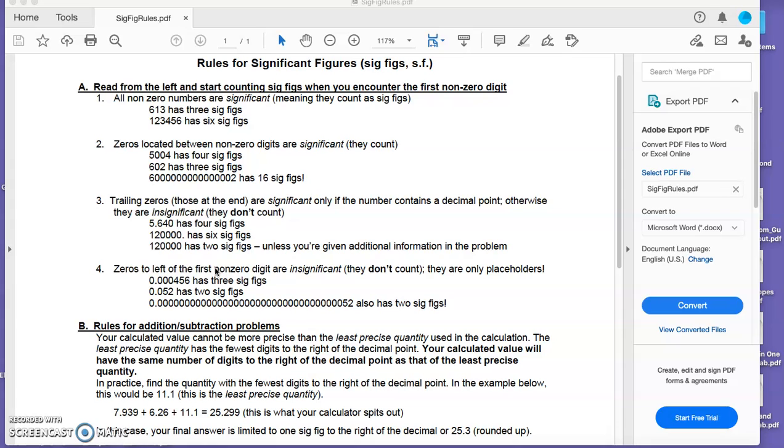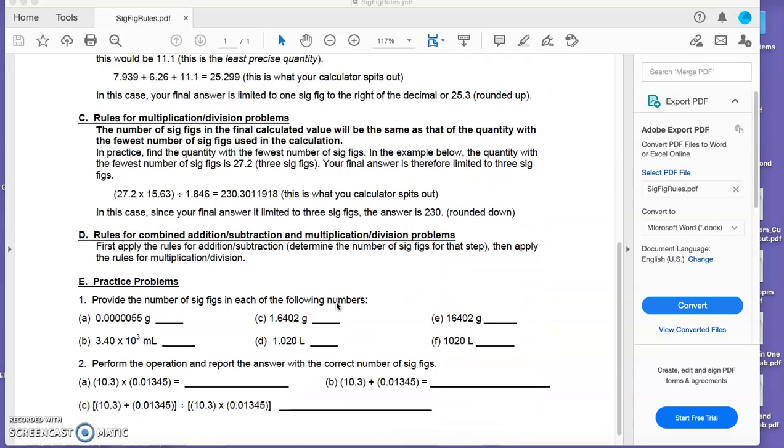So, rehash the rules. All non-zero numbers are significant. You'll see that most of the time. The only time we've got to worry about it is with zeros. If the zeros are sandwiched in between 2 non-zero numbers, then the 0 counts, and we count it as significant. If a 0 is trailing at the end of a number, it's only significant if there's a decimal. If there's not a decimal, they don't count. And then zeros to the left never count. They're just placeholders. Okay? So now we're going to use those rules to work through a couple practice problems.